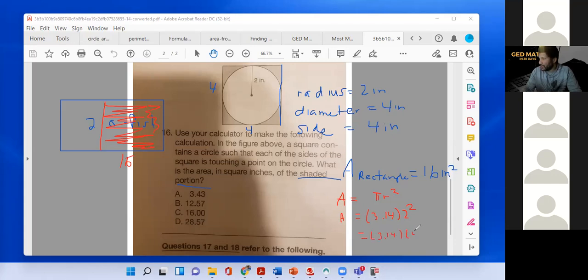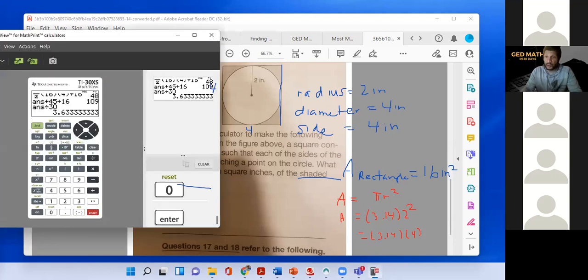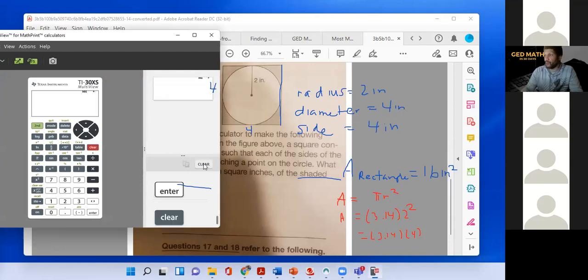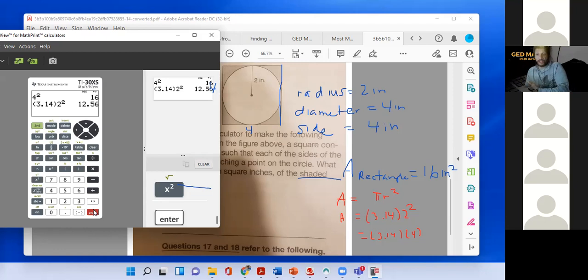Now again, we could put this in our calculator. That's what I'm about to do. But let me erase some of the stuff on the left so I can put the calculator on the left side. And this is important that you understand: some of these are step by step. You may have to do one thing at a time. So what we did was, first of all, we found the area of the rectangle, which was 16. Now we want to find the area of the circle, which is 3.14 times 2 squared, which is 12.56.